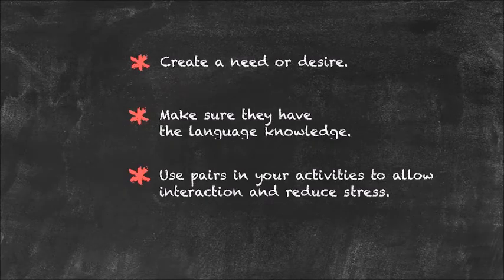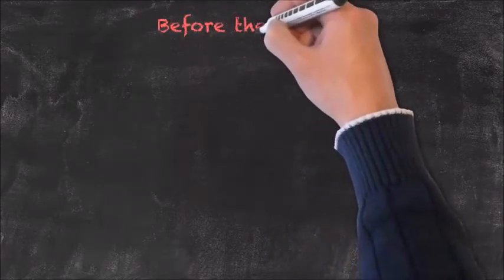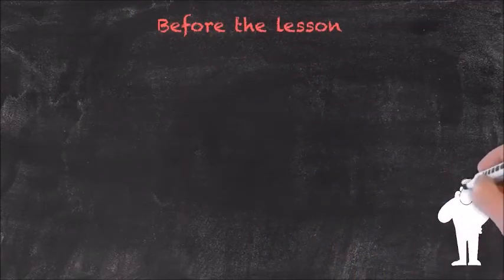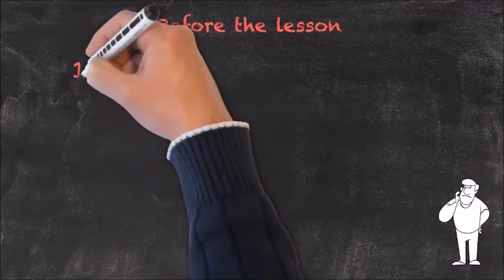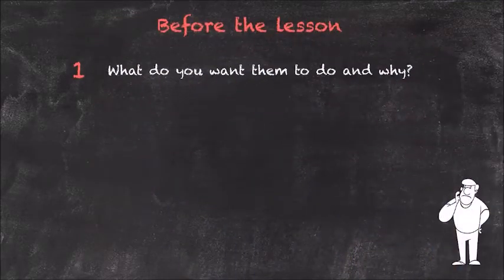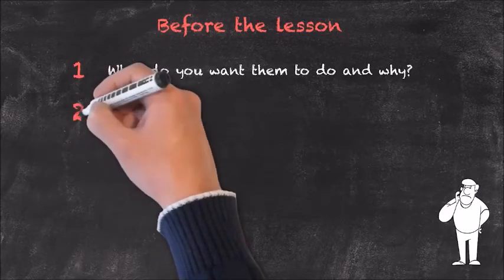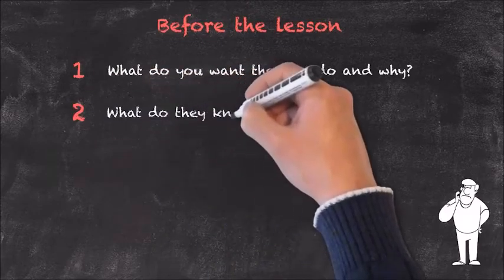So let's consider now a typical speaking lesson and the stages that we need to go through from the very start until the finish. Before the lesson even takes place, there are a number of things that you need to have considered. Obviously, you need a very clear idea of what it is you're expecting the students to have to do, and they need to know why. It's very important before you ask them to do an activity that they have an understanding of the purpose of that activity. You should secondly have had a thought about what they already know.